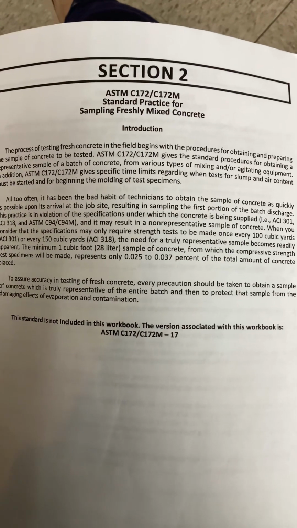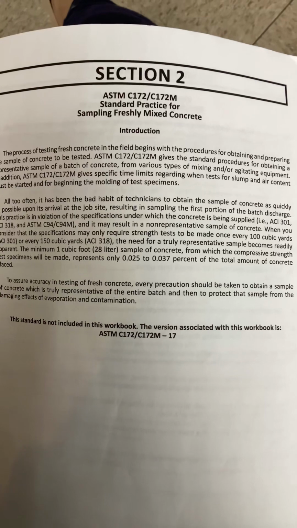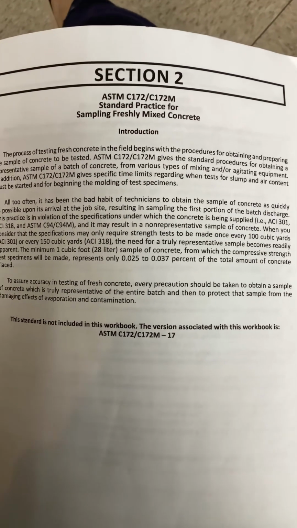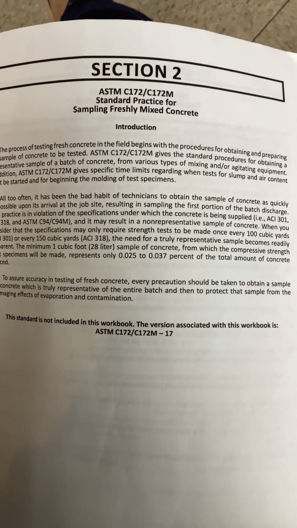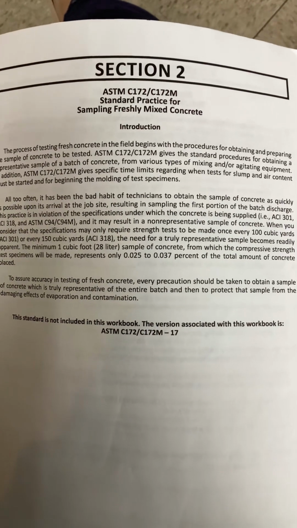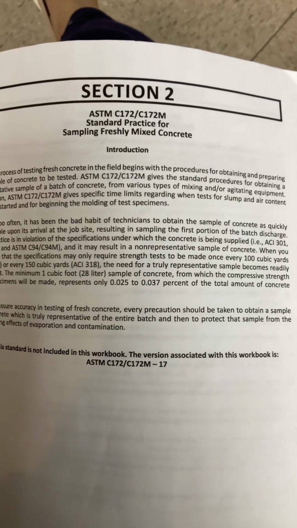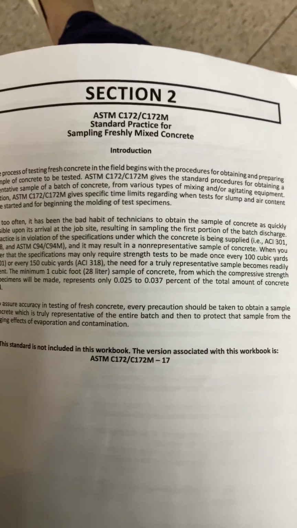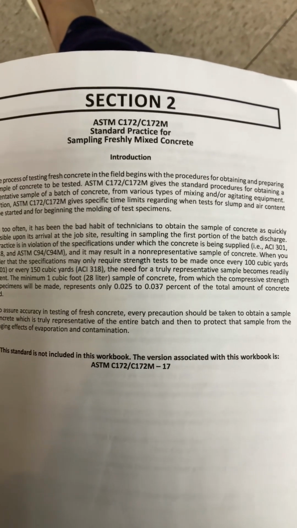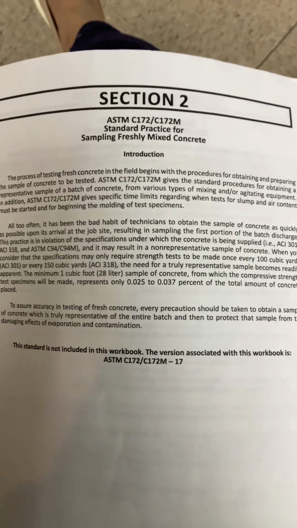The minimum 1 cubic foot, or 28 liter, sample of concrete from which the compressive strength test specimens will be made represents only 0.025 to 0.037% of the total amount of concrete placed. To assure accuracy in testing of fresh concrete, every precaution should be taken to obtain a sample of concrete which is truly representative of the entire batch, and then to protect the sample from the damaging effects of evaporation and contamination.